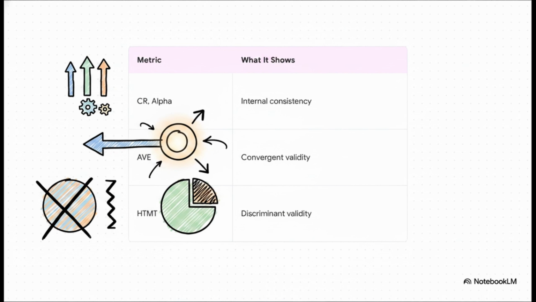Let's break down exactly what these terms actually mean in plain English. Reliability metrics like composite reliability and Cronbach alpha simply show internal consistency, meaning the items measuring a construct are all pulling in the same direction. The AVE shows convergent validity, proving that the construct explains more than half of the variance of its indicators. And HTMT? Well, that shows discriminant validity, ensuring your constructs are actually distinct from one another, and not just accidentally measuring the exact same thing.